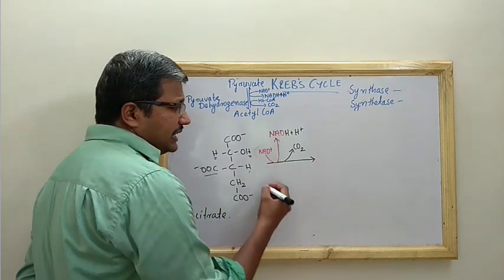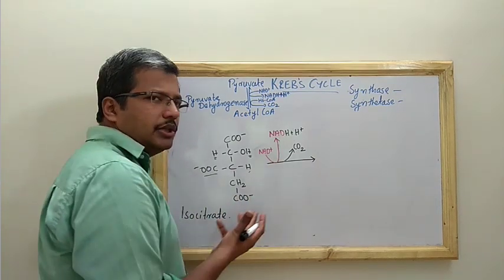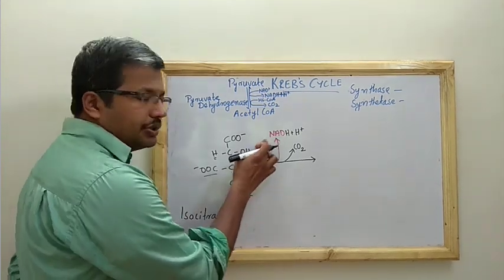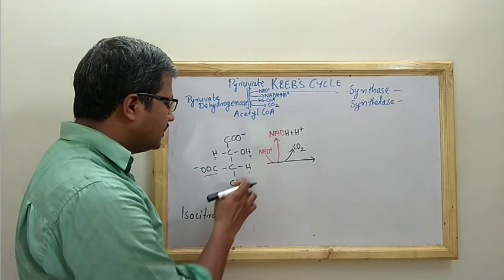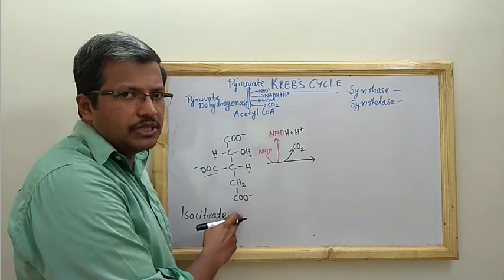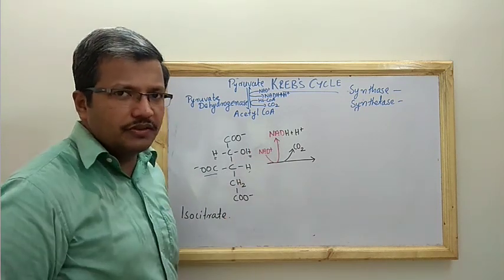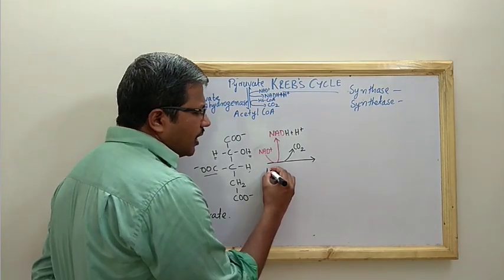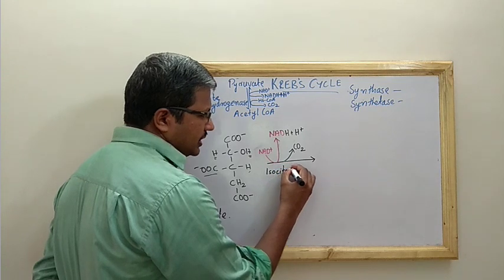And what is the enzyme? It is a dehydrogenase enzyme, because it's a redox reaction where reduction is happening to NAD plus and oxidation is happening to isocitrate. So redox reaction is there, and it will be a dehydrogenase enzyme. And which dehydrogenase? Isocitrate dehydrogenase.